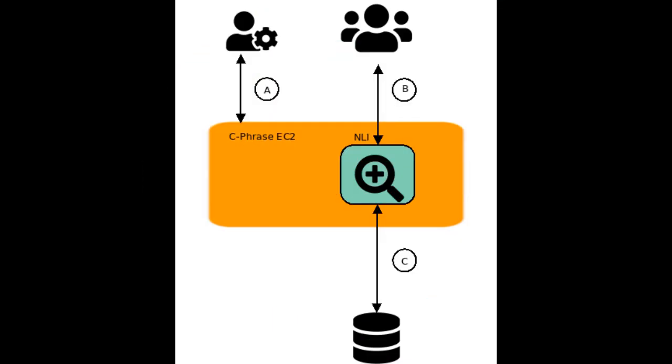Okay, in this video we're going to show how to secure CPhrase. What we're primarily interested in here is securing channel A and channel B. The way we're going to do that is we're going to configure the CPhrase EC2 with HTTPS, or encrypted access. Therefore, all the packets going from the web front ends, the browsers, will be encrypted.